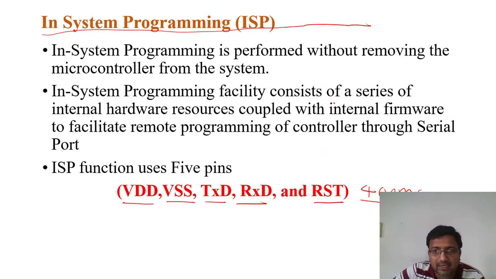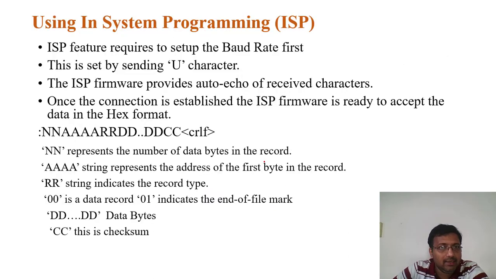The in-system programming facility consists of a series of internal hardware resources coupled with the internal firmware to facilitate the remote programming of a controller over the serial port. The ISP function uses 5 different pins: VDD, VSS, TXD, RXD, and reset. These are the 5 pins required for in-system programming. Next, using in-system programming, we need to set up a baud rate first. This is set by using the character U. So the first character will be sent as a U.